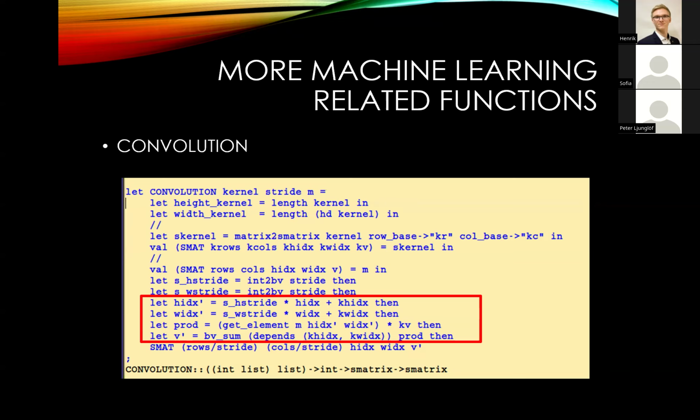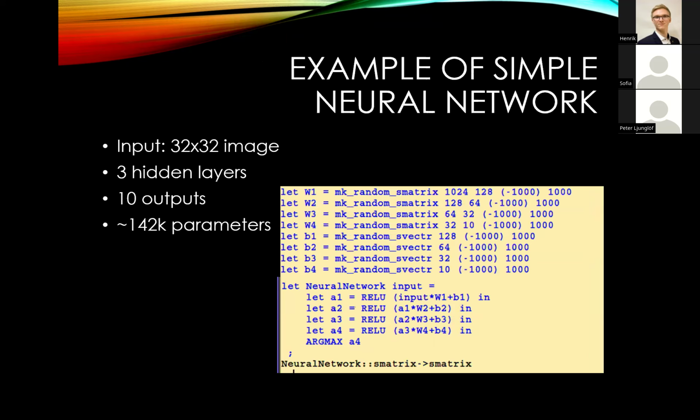In this case it was easier to write it this way. So here's a small neural network, 3 hidden layers, 10 outputs, 32 by 30 image. It takes the input, multiplies by the first weight matrix, adds the bias vector, and then applies ReLU to that. That gives me the first hidden layer. Then I do the same thing with that layer to the next one. This is the complete neural network: ReLU, and then eventually the argmax to get the 10 outputs.